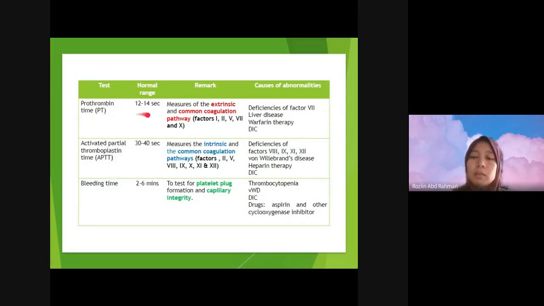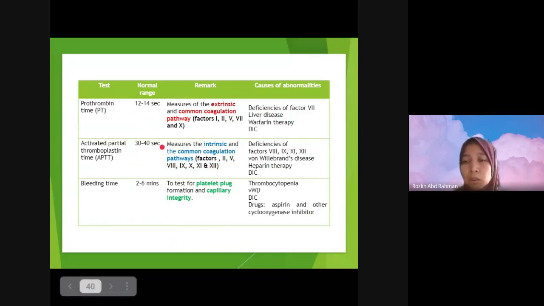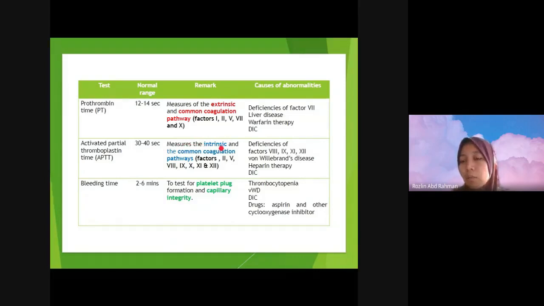Okay, so this is just a summary of what PT, what APTT and what bleeding time do. Okay, so PT less than 15 seconds, 10 seconds macam tu, dia akan check your extrinsic and common pathways. Okay, so these are some of the abnormalities. For APTT, a bit longer. It gives you the idea if you have any intrinsic or common pathway problem. Okay, and bleeding time usually for platelet and capillary integrity.